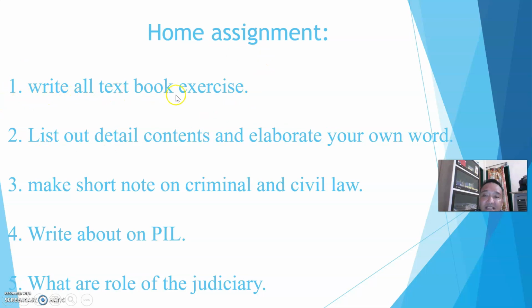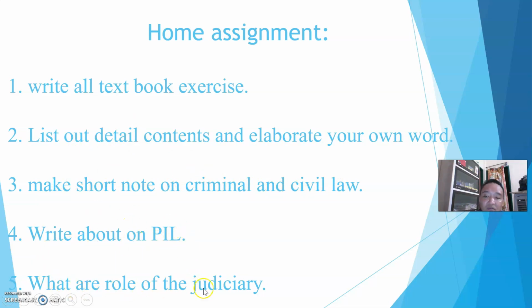Write all the textbook exercises, including fill in the blanks and MCQs. These are the detailed content; elaborate in your own words. Make short notes on criminal and civil laws, and write short notes on public interest litigation.